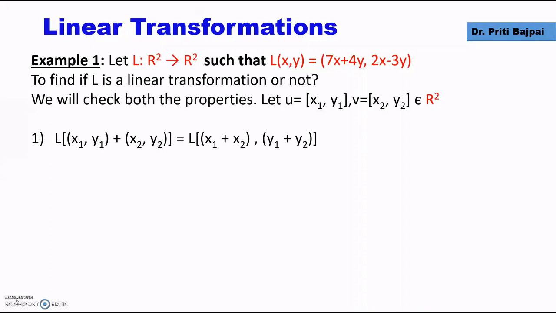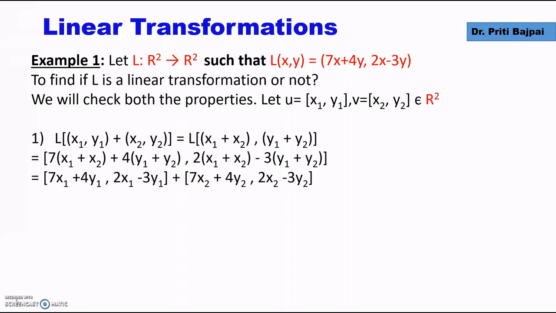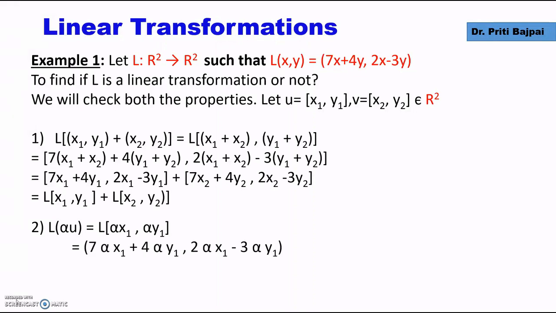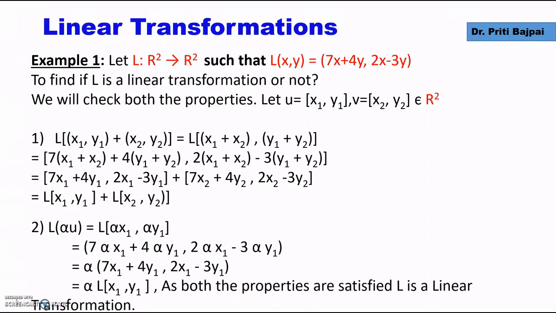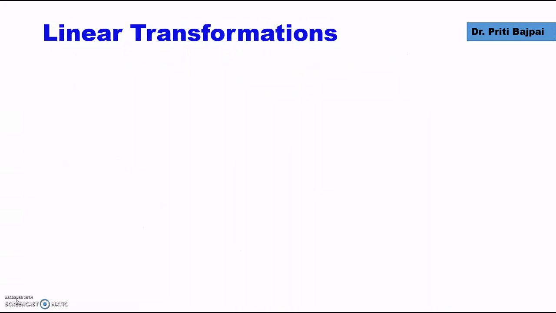We'll take two vectors u and v. If we apply L to the sum of the vectors, we will see that it gives us L(x1, y1) plus L(x2, y2). The same way, when we apply L on alpha u, we get L(alpha x1, alpha y1), and when the rule is applied, we get alpha times L(x1, y1). So both properties are satisfied and L is a linear transformation. As the mapping was from R2 to R2, it is also a linear operator.